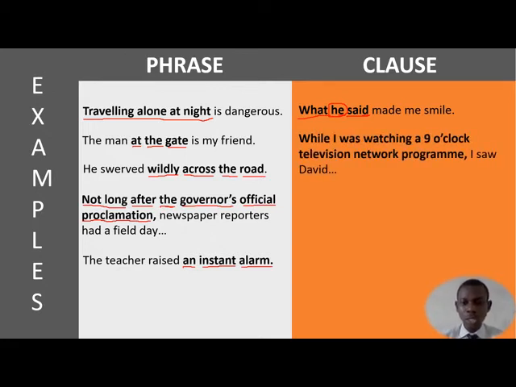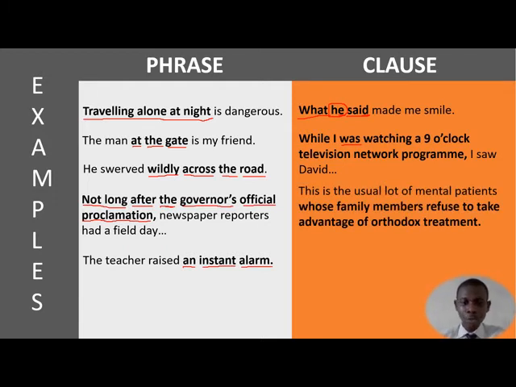While I was watching a 9 o'clock television network program, I saw David. So here we have I as the subject of was watching, and was here is a finite verb. So that makes the entire statement in bold here a clause. We'll move on to the next example. This is the usual lot of mental patients whose family members refuse to take advantage of orthodox treatment.